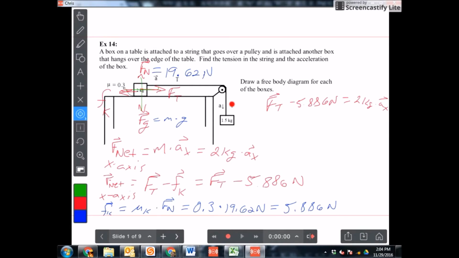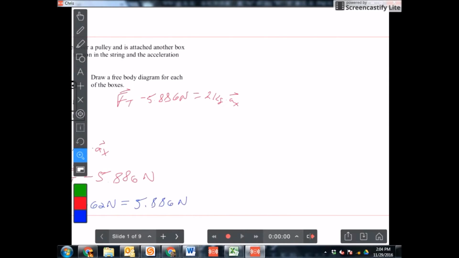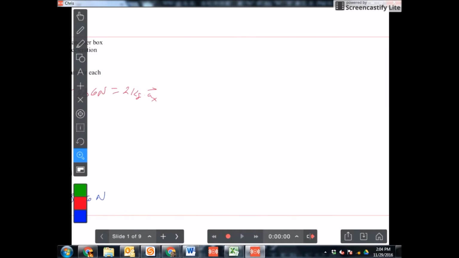So now we need to come over and get some equations going on that second box, all right? So let's do that. What was the mass on that one? 1.5. Okay. So what do you want to write down for the second box?